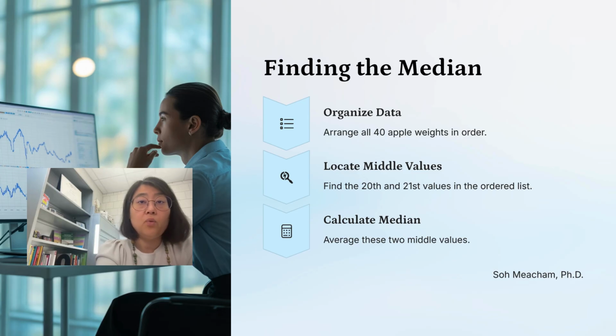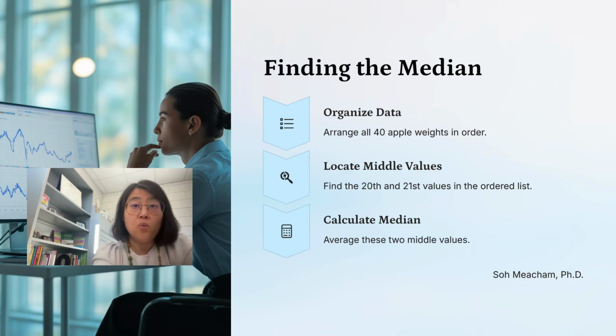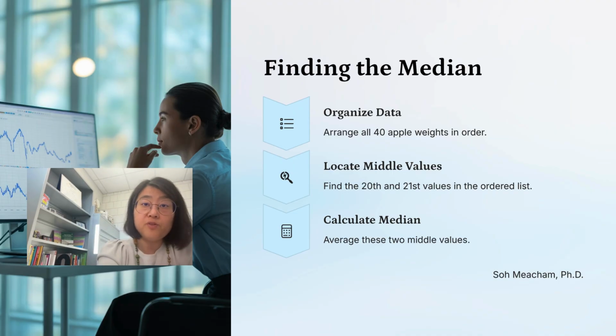Even better, we can calculate the midpoint. If we have 40 apple weights, we find the 20th and 21st values, average them, and locate the median. We can also observe whether the distribution is symmetrical or skewed. Do we see a long tail on one side? That tells us something about the consistency of apple sizes that weekend.